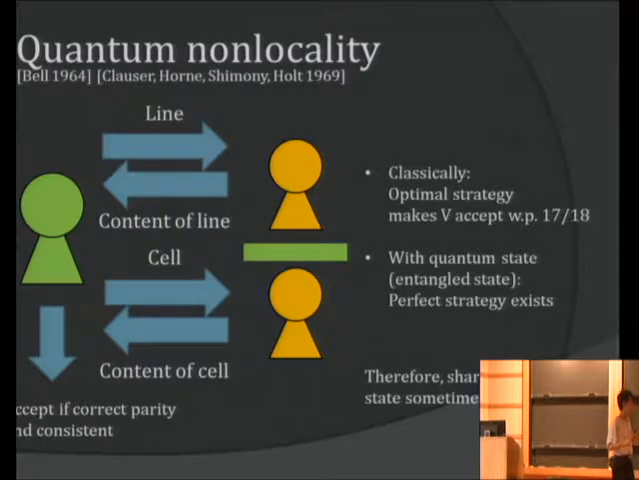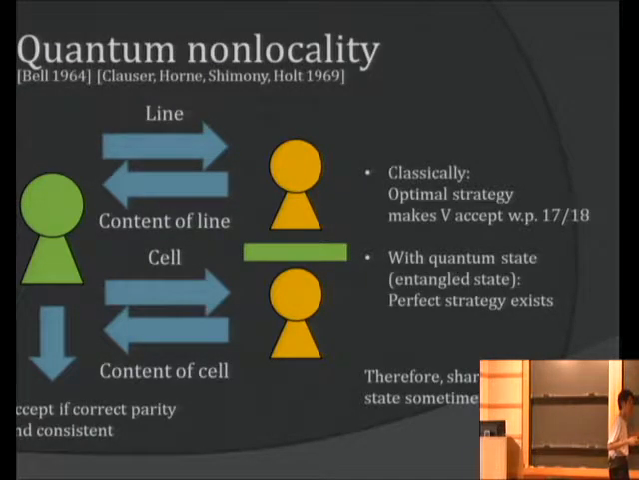But if they are allowed to share a quantum state, there is a strategy which makes the verifier accept with certainty. You're going to show the strategy? No, I'm not going to show. Technically, I only need what I stated before, but if you remember everything I said, I can show that.